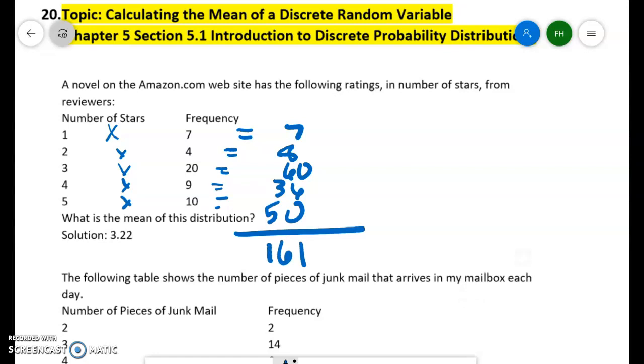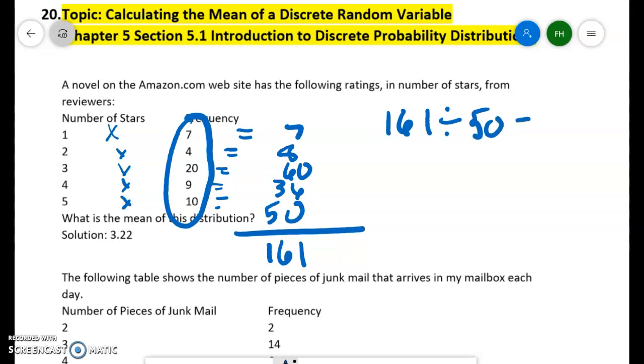And that's our total, like when we add it up, but we have to divide it by how many reviews there were. And there were 11, 31, 40, 50 reviews. So this frequency will tell you the total amount, and when you divide, you will get 3.22.